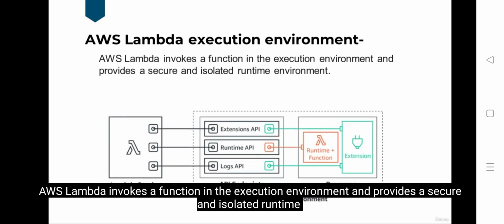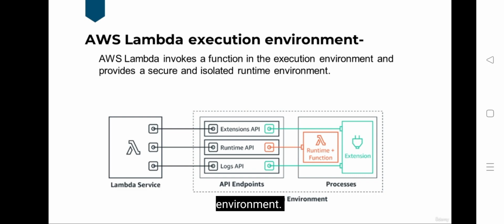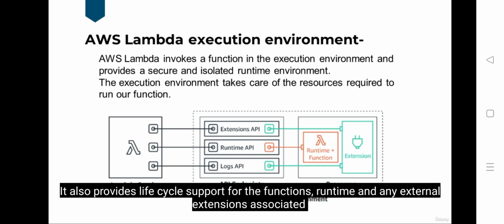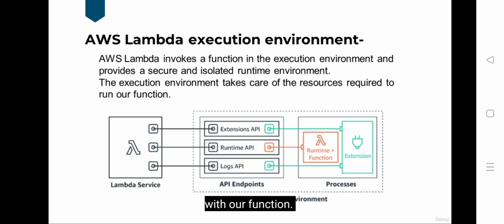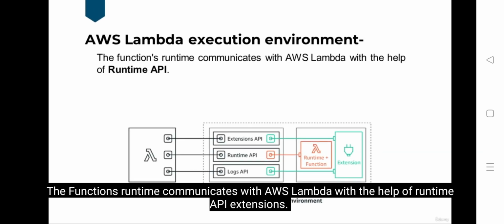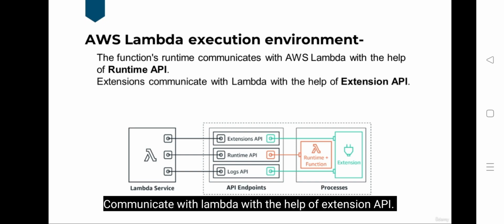AWS Lambda invokes a function in the execution environment and provides a secure and isolated runtime environment. The execution environment takes care of the resources required to run our function. It also provides lifecycle support for the function's runtime and any external extensions associated with our function. The function's runtime communicates with AWS Lambda with the help of Runtime API. Extensions communicate with Lambda with the help of Extension API.